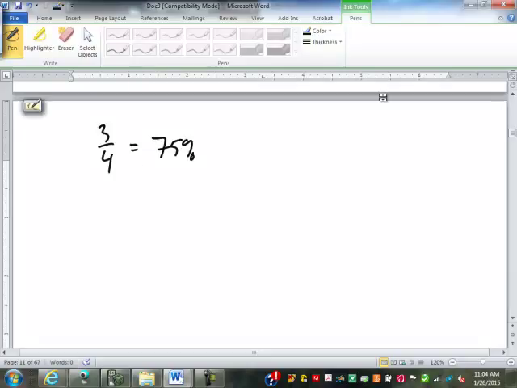Another way you could do it is, of course, our proportions we've been talking about. 3/4, 3 out of 4 is what that's saying. A percent is always out of 100. So 3 times 100 divided by 4 is 75. So 75 out of 100, or 75%.